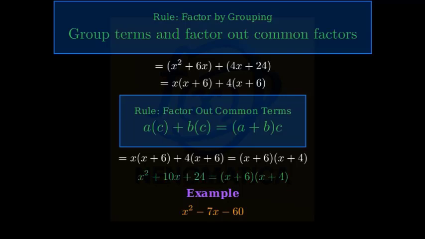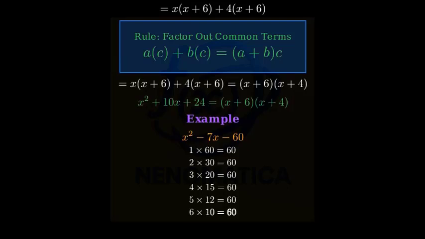We need to find two numbers that multiply to give negative 60 and add up to give negative 7. Let's list the factors of 60. The factors are 1 and 60, 2 and 30, 3 and 20, 4 and 15, 5 and 12, 6 and 10. Since our constant term is negative, we need one positive and one negative factor that multiply to give negative 60.